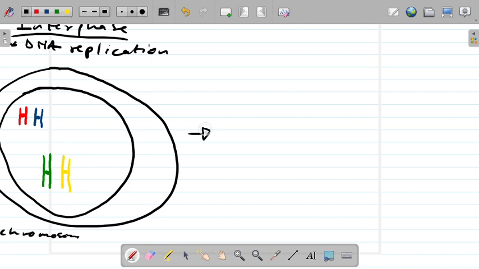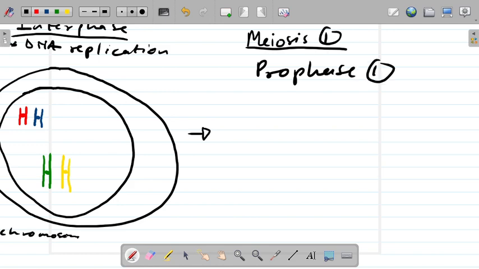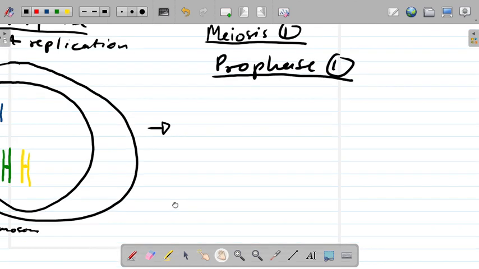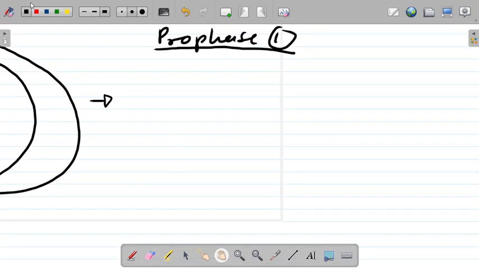Good. Let's go into meiosis. Remember I said meiosis is divided into 2 parts, meiosis 1 and meiosis 2, both of them consisting of the phases of meiosis similar to mitosis: prophase, metaphase, anaphase, telophase with cytokinesis. So let's look at meiosis 1. Meiosis 1 will start with prophase 1. Prophase 1 is the most eventful phase and one of the most important ones of them all.